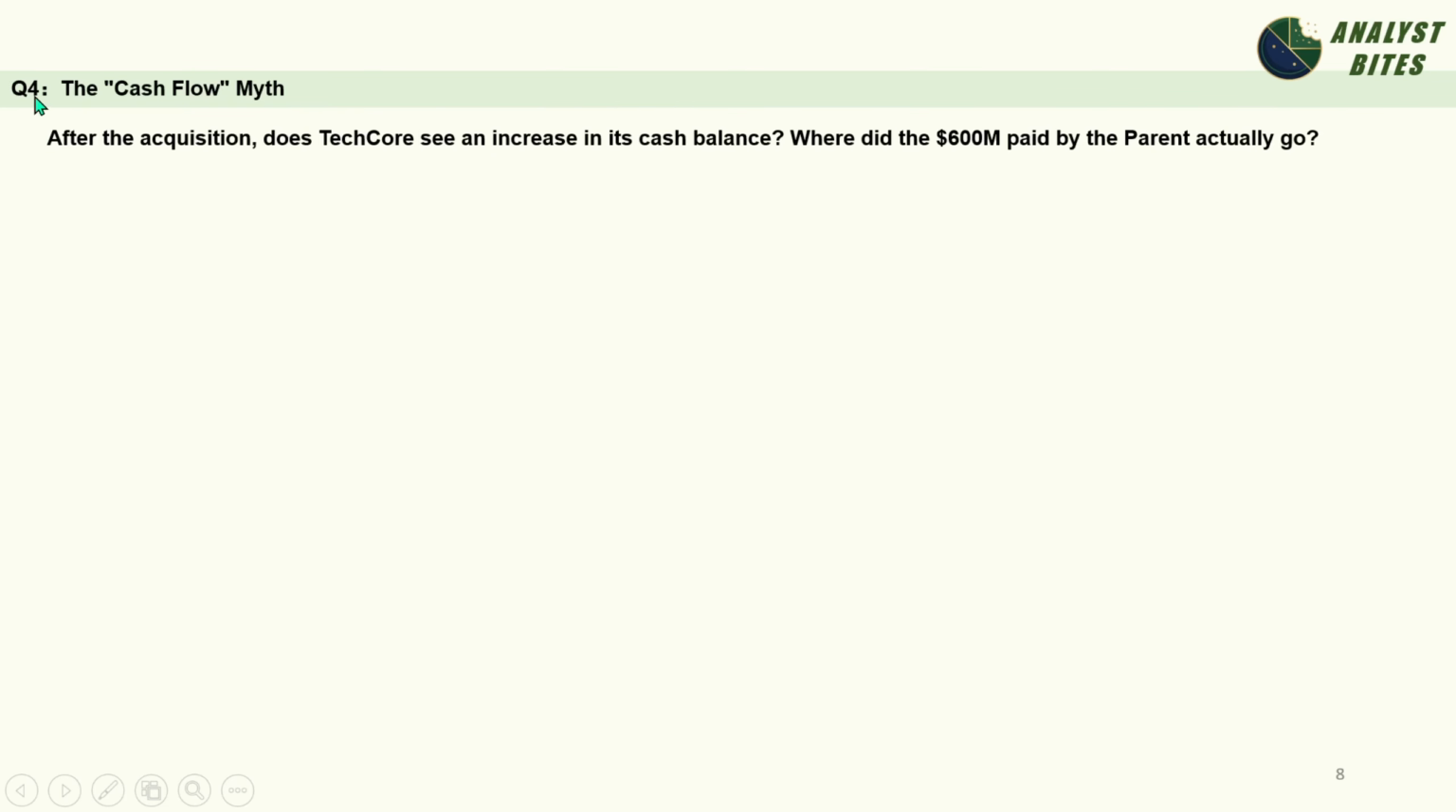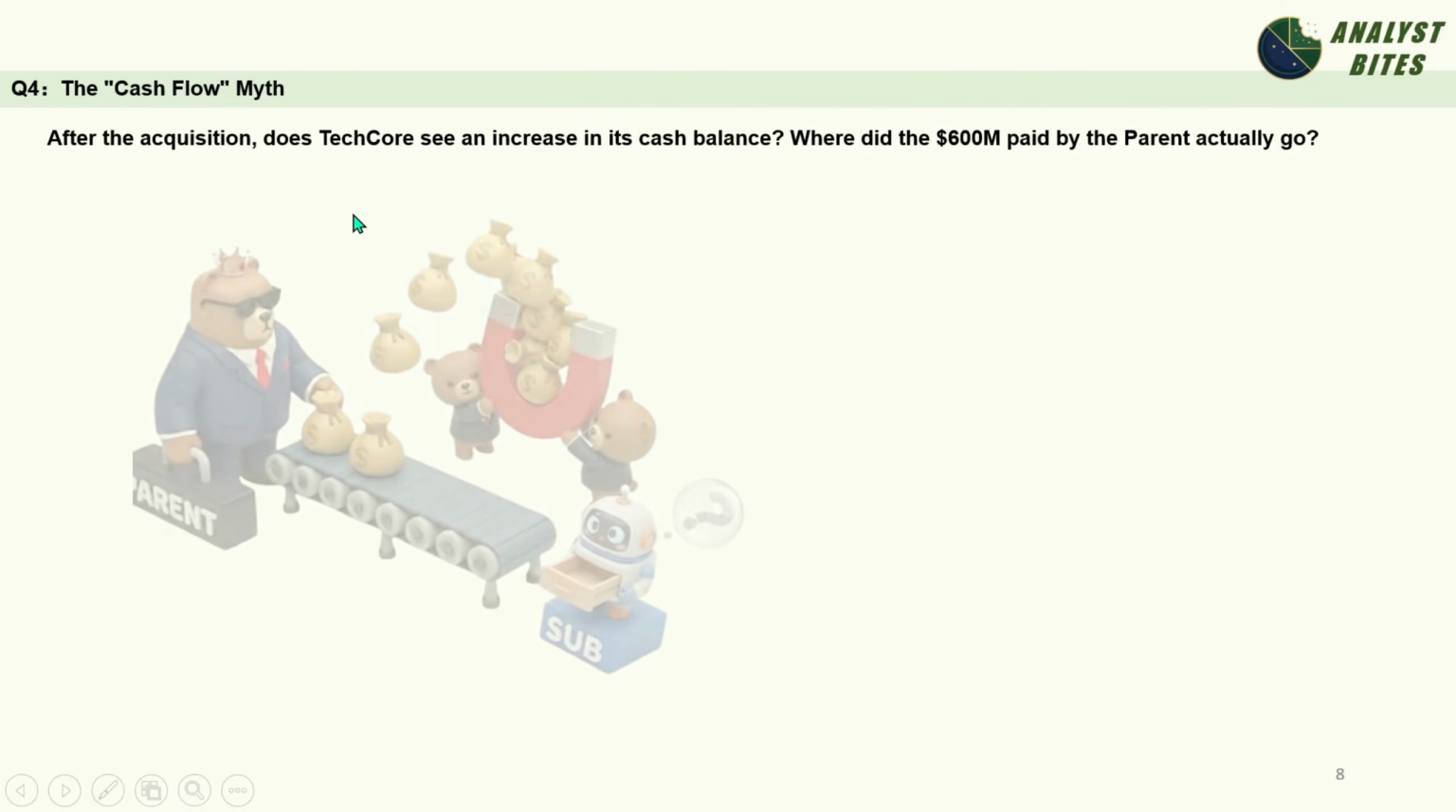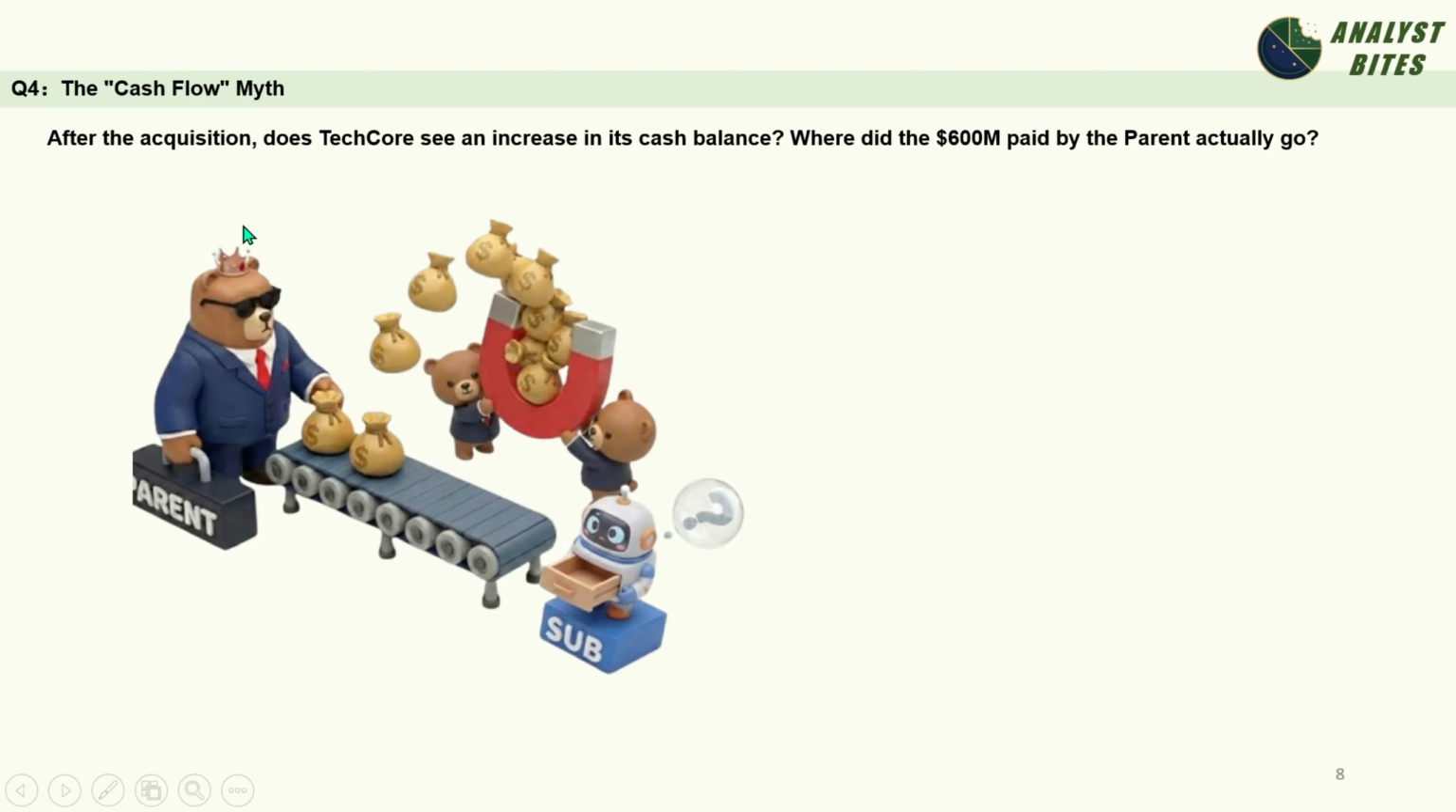Next, question 4. After the acquisition, does TEPCO see an increase in its cash balance? Where did the 600 million paid by the parent actually go? So let me ask you a question. Why didn't the subsidiaries' cash increase after we paid 600 million? Look at the picture. The logic is simple. The 600 million from the parent didn't go into the subsidiaries' drawer. So where did the money go?